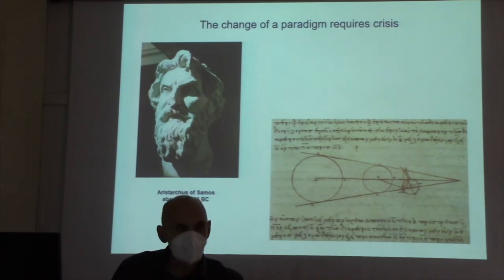Aristarchus was able to calculate the radius of the moon, the radius of the sun, and the distance between the earth and the moon, and the earth and the sun. And if you would like to know how he did, how an ancient Greek could do that without any optical instruments, I'll be glad to tell you after the lesson.